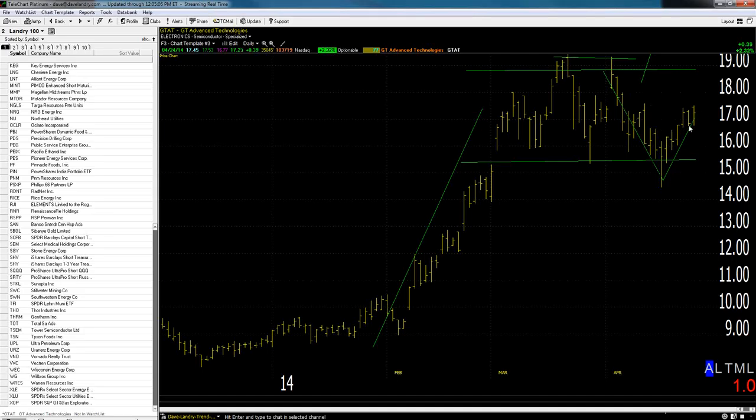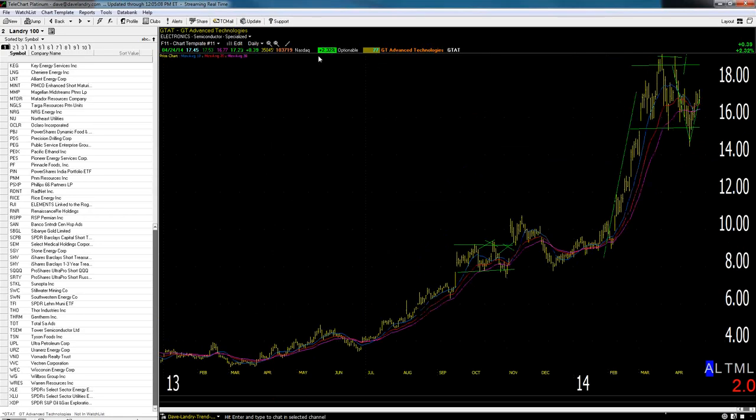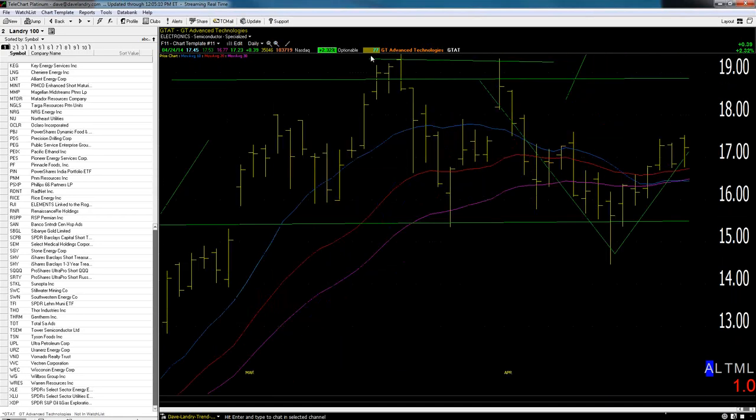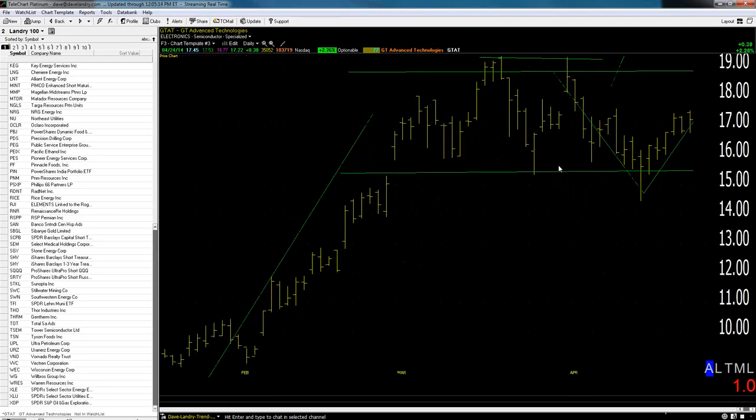Now, as I pick it apart more and more, though, I do see that it made a marginal new high. It kind of sold off a little bit and it's pulled back a little. I wouldn't trade this pattern, but it's starting to look like a bit of a micro first thrust. Let's put the bow tie moving averages in and see what they say. No, not quite a bow tie just yet. But, yeah, I would leave that one alone.